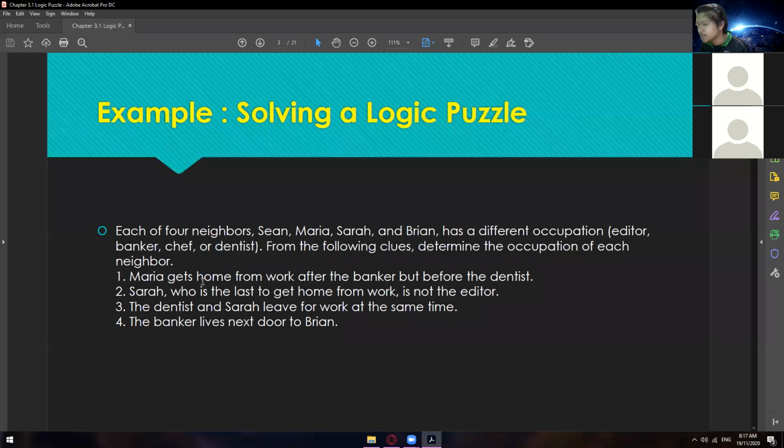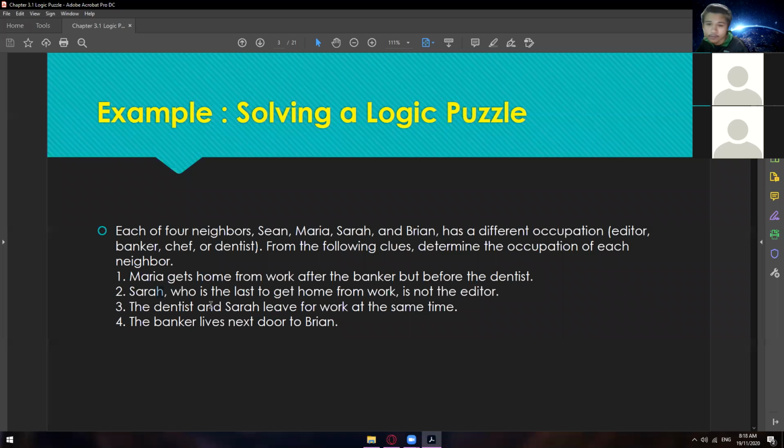So from here, you already know that Sarah is not a banker, okay, and then not an editor because banker always goes home early. And then in clue number 2, Sarah, who is the last to get home from work, is not the editor. So you already know that Sarah is the last one to get home. Okay. And then she is not also an editor. And then the third one is the dentist and Sarah leave for work at the same time. So from clue number 3, we already know that Sarah is not a dentist. So because they leave at the same time.